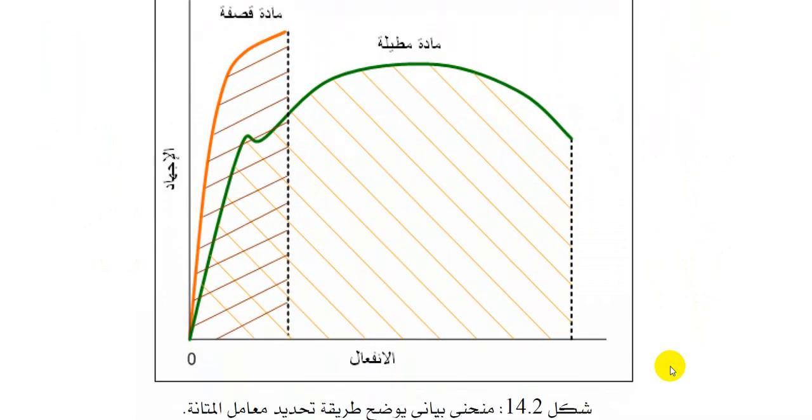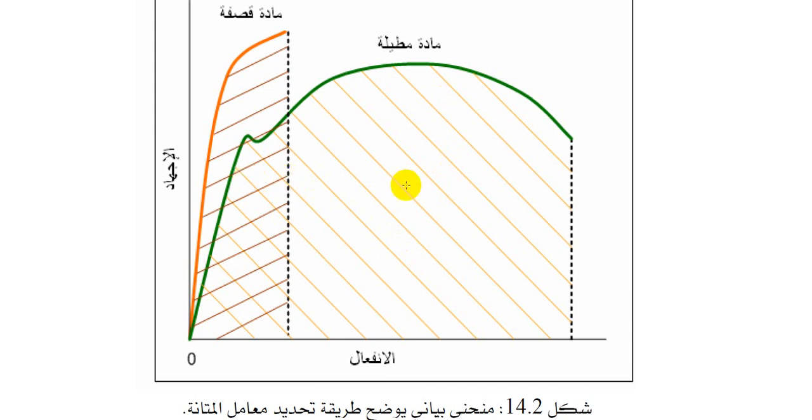As you can see, figure 14.2 is the graphical representation of the stress-strain curve, illustrating the method to determine or specify the modulus of toughness. The stress is plotted vertically on the y-axis, and the strain is plotted horizontally on the x-axis. This is the elastic range, this is the toughness for the brittle material, and this is the toughness for the ductile material.